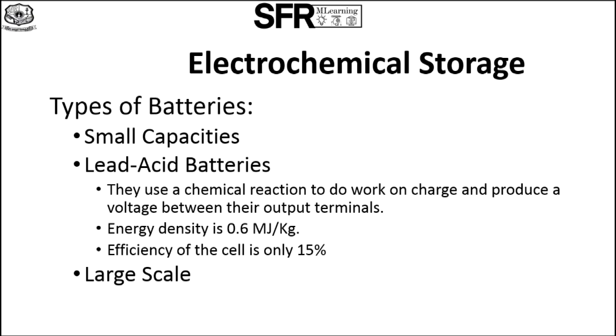So what is this electrochemical storage? Before saying that, you should know the types of batteries. Based on capacity, we have small capacity batteries. Then lead acid batteries. What are lead acid batteries? They use a chemical reaction to do work on charge and produce a voltage between their output terminals. The energy density is 0.6. Efficiency is 15% and they are produced on a large scale.